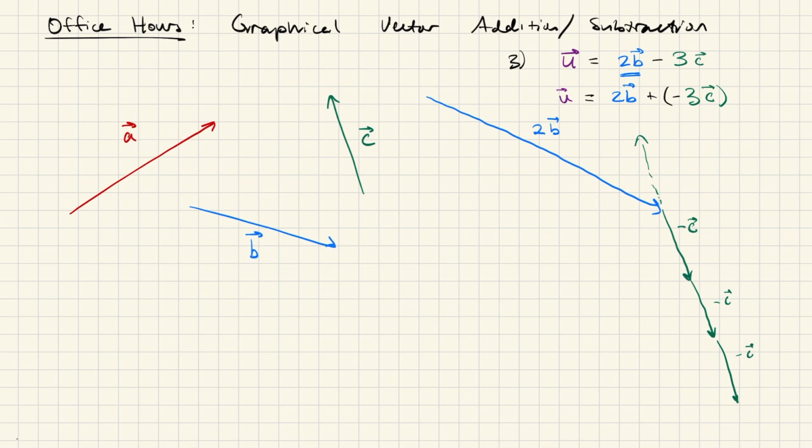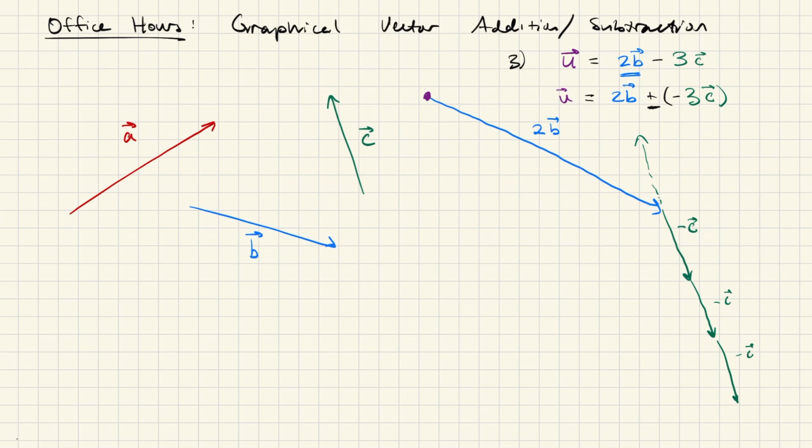So now that I'm looking at this, it's definitely not quite to scale, but that's okay. The important thing is we get a good feel for how the subtraction actually works, right? So we started with 2b, which is a vector parallel to b, but twice as long. We tacked on, by adding, a negative 3c vector, which is the opposite direction as our original c vector, right? That's what the minus sign does, and it's 3 times as long.